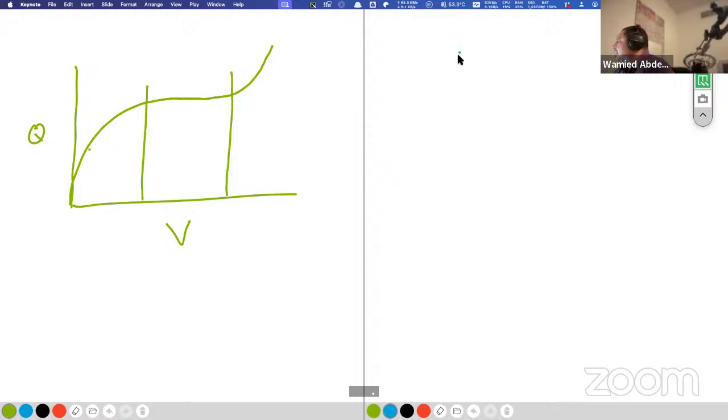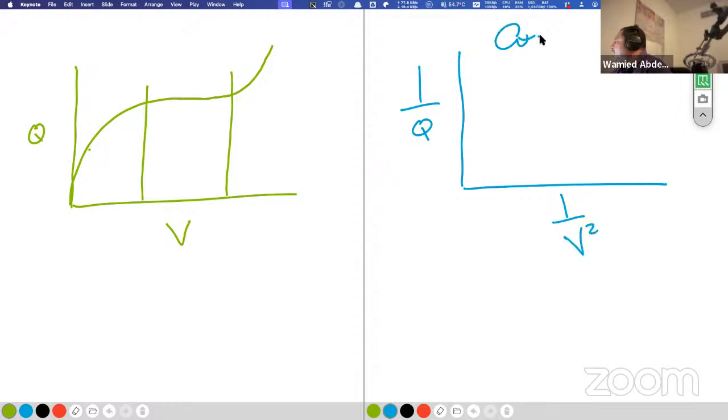It turns out that if you plot 1 over Q against 1 over V squared, and we have a continuous beam, for example cobalt-60, the plot will look something like this. So at low voltages, we're here, this is 1 over V squared. One way to determine the signal is to look at this linear region and fit it to a straight line.